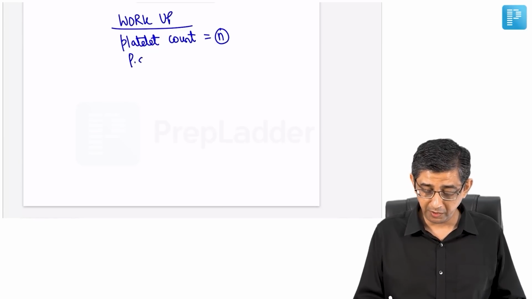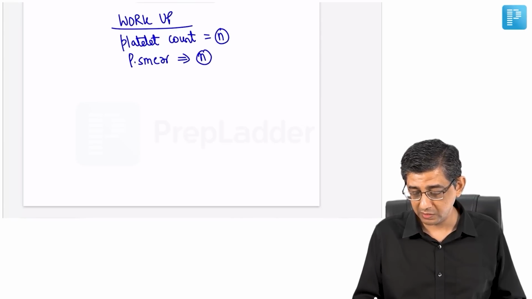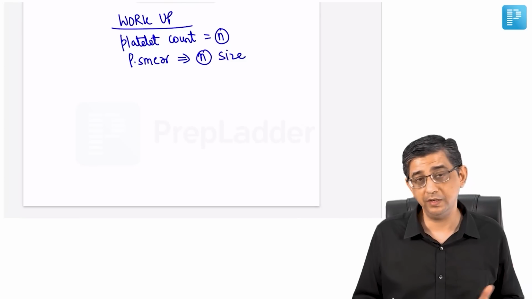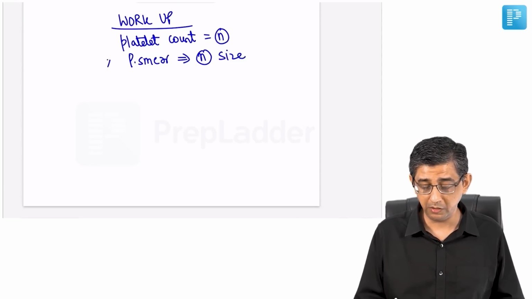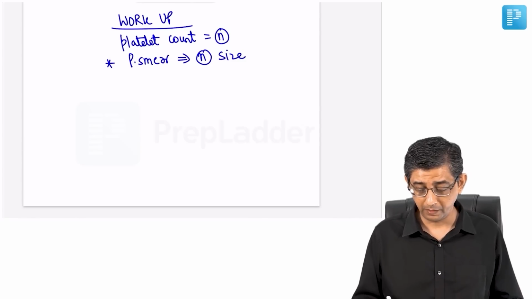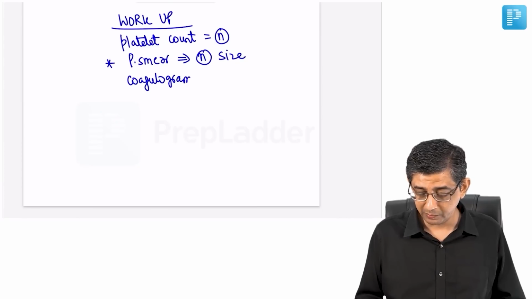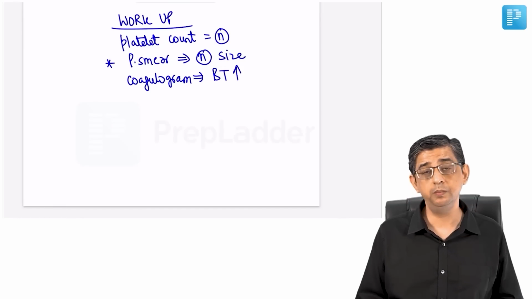In this case, the peripheral smear will not reveal anything abnormal with respect to the size of the platelets. Earlier I was vocal about saying that the size of the platelets can give you a hint regarding the diagnosis. In this case, the question will be silent or will just mention platelets appear adequate on a peripheral smear. The coagulogram will sensitize you to the fact that there is something wrong with the function of the platelets, because bleeding time is elevated with a normal platelet count.